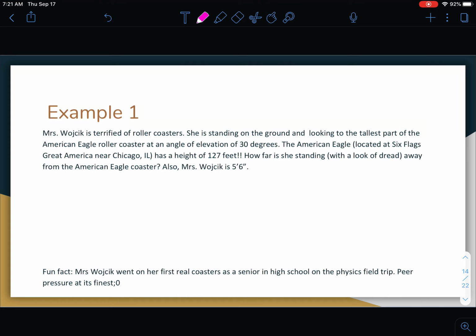Okay, fun fact, not related to solving this problem, is that I went on my first real roller coaster as a senior in high school on a physics field trip. Definitely I was pressured the entire time and terrified, but it was a fun memory.